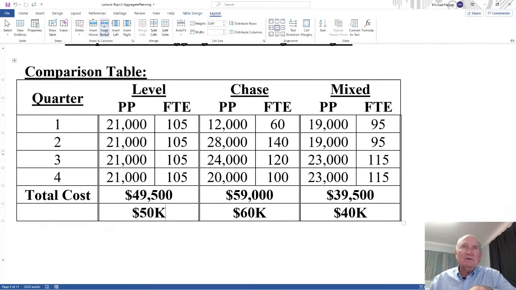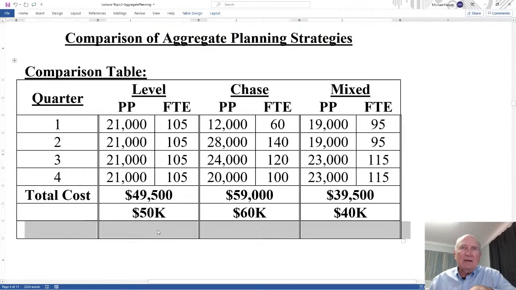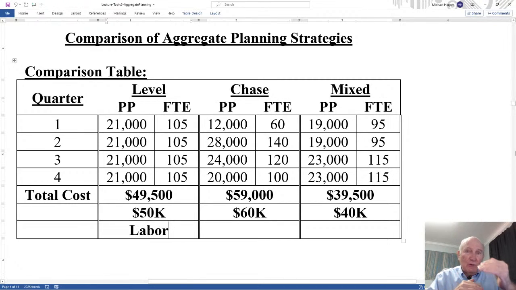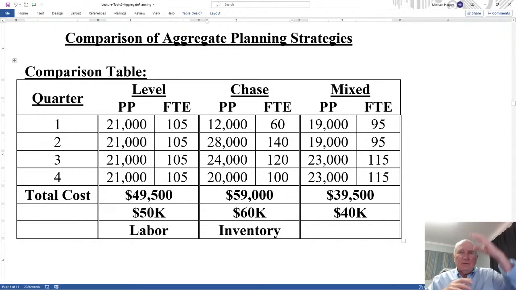So let's have another layer down here. What does level actually focus on and control? Labor. So level has maximum control over labor. You have a fixed labor market; your labor force is fixed. It doesn't change. What is chase? Inventory. Inventory is the focus. I can increase it and decrease it. I have the most control over inventories with chase demand.